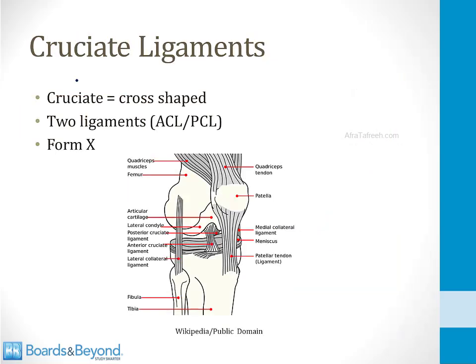Now let's talk about the cruciate ligaments. The word cruciate means cross-shaped, and there are two cruciate ligaments, the anterior cruciate ligament or ACL and the posterior cruciate ligament or PCL. And the reason they're called cruciate is because they cross each other and form an X. They're both found in the middle of the knee joint. You can see them in this drawing on the screen here. The ACL is here and the PCL is in the back, and they cross each other and form an X.